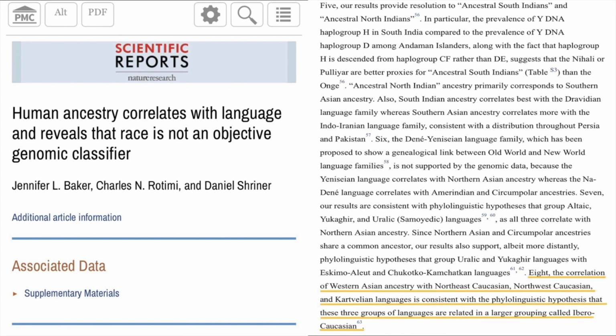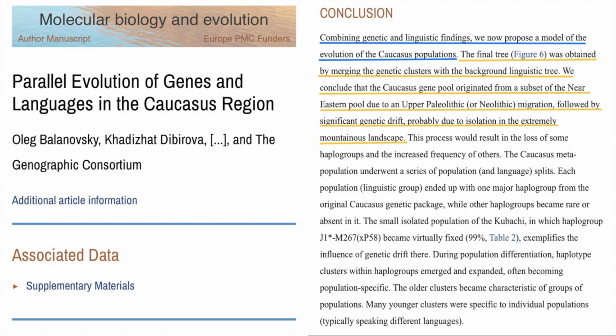So basically, West Asian ancestry is Caucasian ancestry. That's basically what it is. And this is also why, if you take a DNA test, let's say you're an African American, chances are you're not going to get West Asian related ancestry, because West Asian related ancestry is linked to Caucasian ancestry. So that's that reason. But parallel evolution of genes and languages in the Caucasus region is basically going to break down exactly that Middle Easterners are a subset of Caucasians.